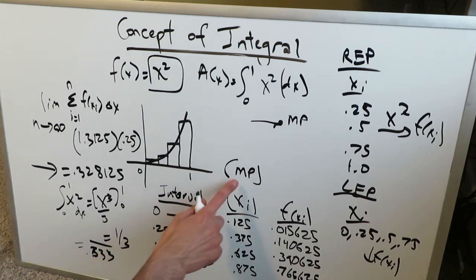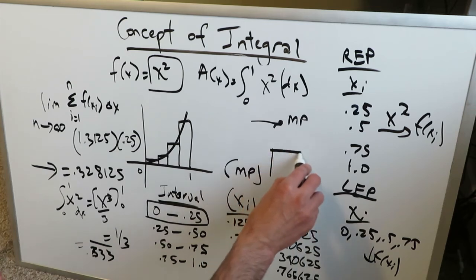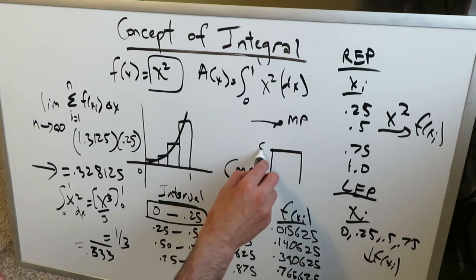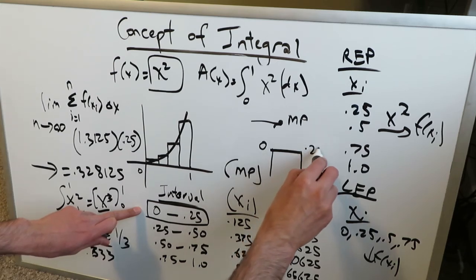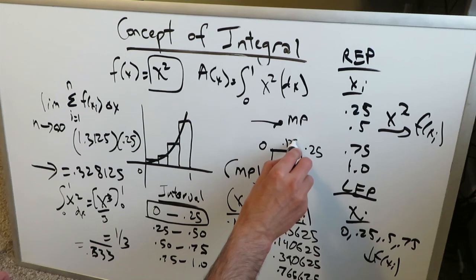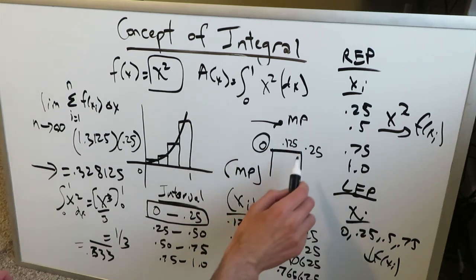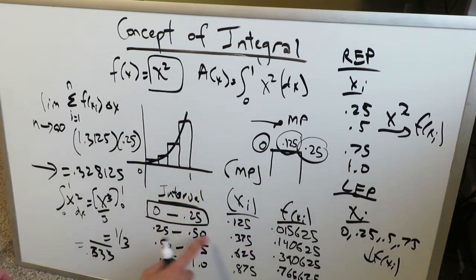Always best to use the midpoints because they give you the most accurate result. And think of it like this. If you're looking at this interval over here only, and I'm going to draw the rectangle here, the left endpoint will be represented by the 0 value, the right endpoint will be represented by the 0.25 value, and the midpoint value will be right here, 0.125. So you have to decide, are you going to use the left endpoints, the right endpoints, or the midpoints for each of these?